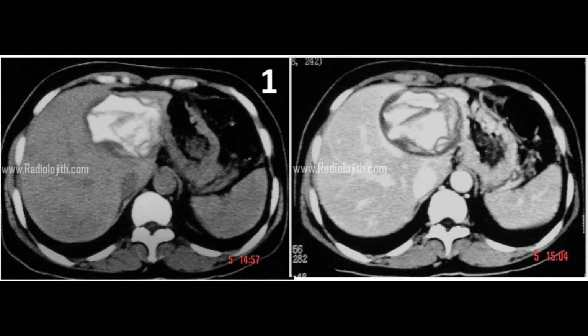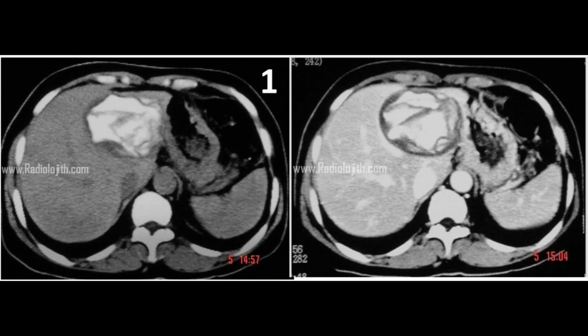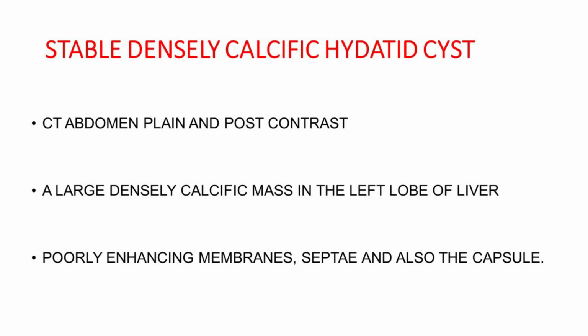This is CT abdomen done in plain and after contrast focusing the liver. There is a large densely calcific mass in the left lobe of liver with poorly enhancing membranes and septae, and there is a non-enhancing thick walled capsule that you can see. It's very stable and there is no breach even though the stomach wall appears close to it. Plain would have given the full diagnosis and the contrast might give some misinterpretation. This is a very classic calcific hydatid cyst in the left lobe of liver.